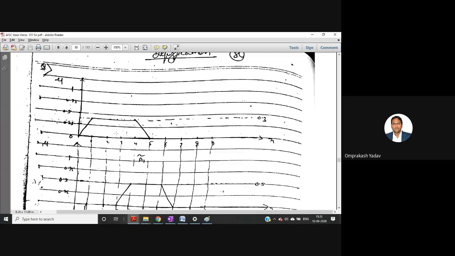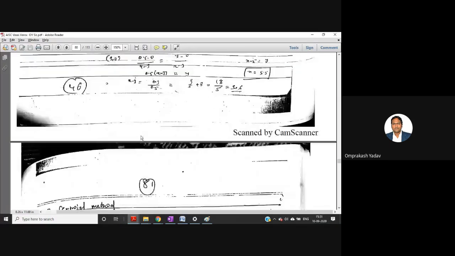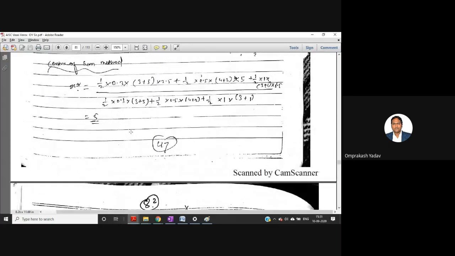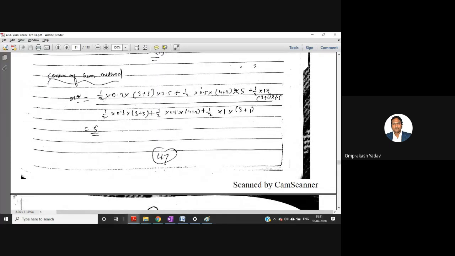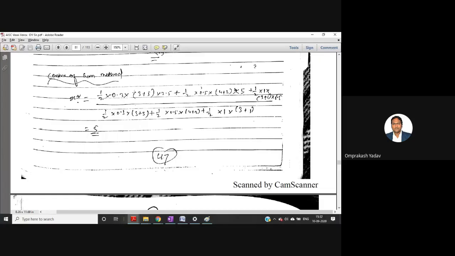The height is 0.3, so multiplied by that, into 1 by 2. What will be the x bar? X bar will be the middle point of this parallelogram, so 0 to 5 divided by 2, it will be 2.5. So for the first figure, if you calculate, it's 1 by 2 into 0.3, which is the height, into 3 plus 5, the sum of the parallel lines, into 2.5. 2.5 is its x bar. So this we have calculated as area into x bar, plus.